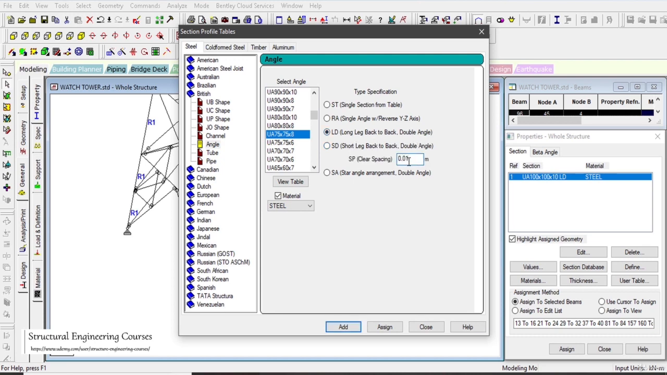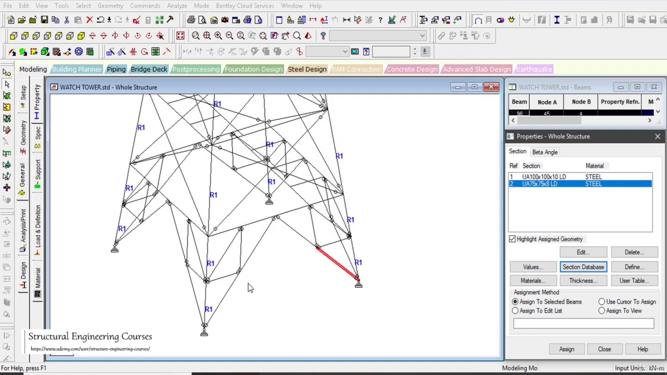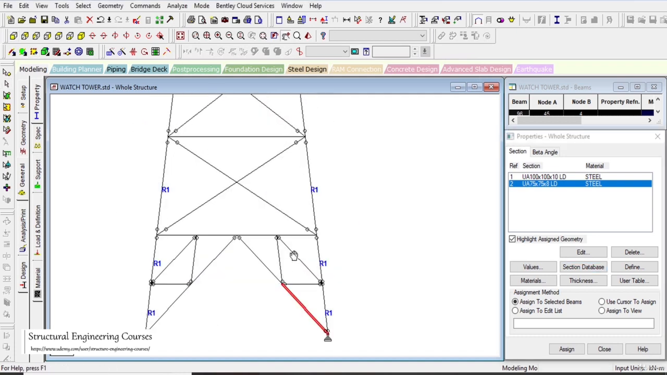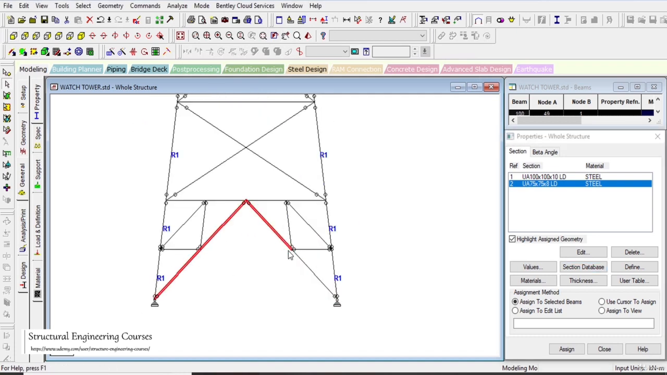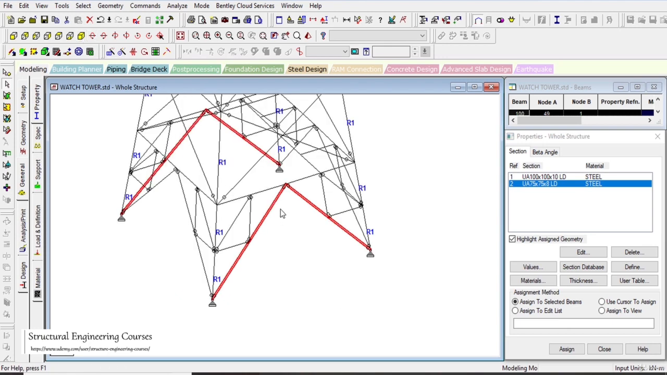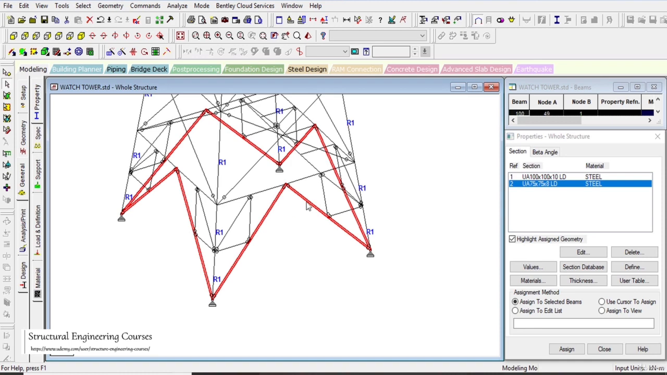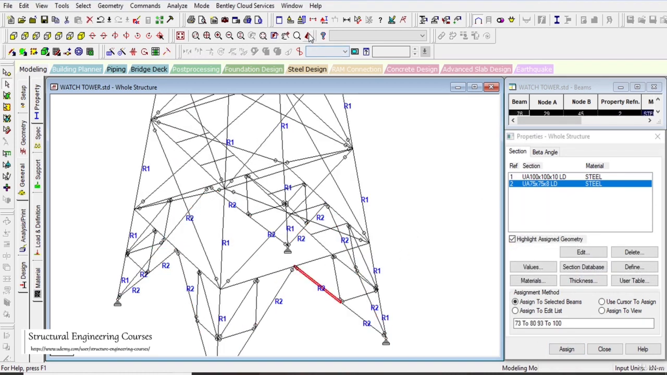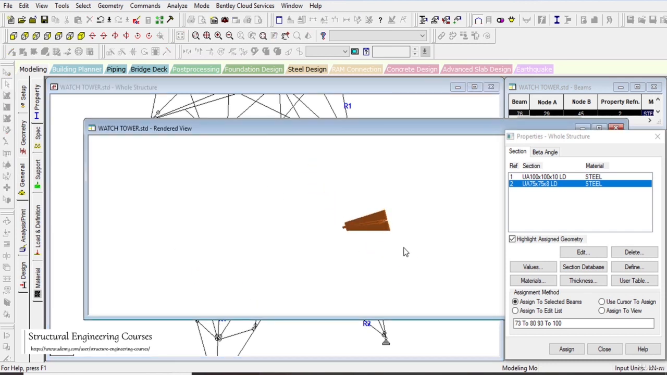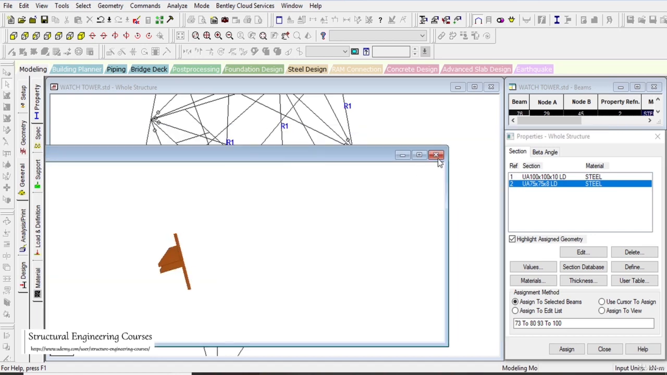We can select 10 mm spacing here, left click on add here, and then we can select all of these members here. By clicking here, you can see that both the members are selected. Similar is the practice we can follow here: by clicking on one plane, we will see that both the angles are selected. We can check the isometric view also. Here we can see that this dimension is 75 mm, this dimension is 75 mm, and the thickness of the angle is 8 mm.